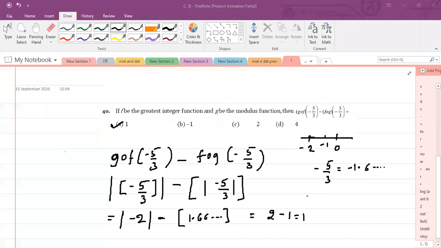Let me verify this. f is the greatest integer function and g is the modulus function. So first, the greatest integer of minus 5 by 3 is minus 2, and the modulus of minus 2 is 2. Then the greatest integer of 5 by 3 is 1. Yes, 2 minus 1 is equal to 1.